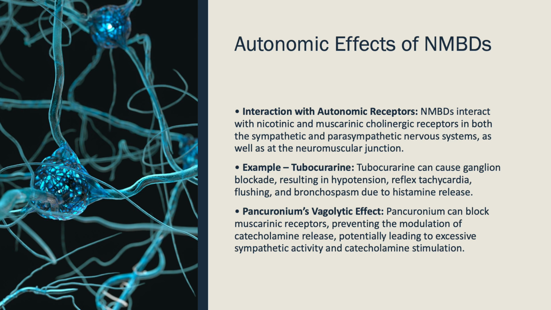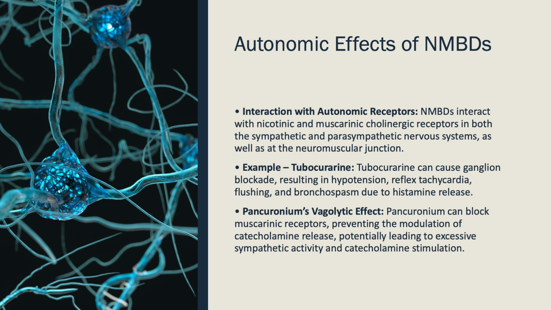Now, our autonomic effects of our neuromuscular blockers. They can interact with our autonomic receptors, including our nicotinic and muscarinic cholinergic receptors in the sympathetic and parasympathetic nervous system, as well as the neuromuscular junction. So these interactions can produce significant autonomic effects: changes in blood pressure, heart rate, systemic responses, okay?